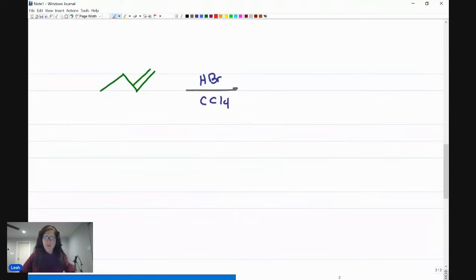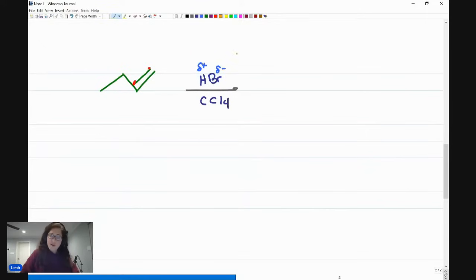And so in any question, I want to ask myself, what is the most negative? What is the most positive? How does the most negative attack the most positive? In this case, I see my pi bond. Those are highly electronegative electrons. I see an HBr, which you should remember has a partially positive hydrogen and a partially negative bromine. If I did the mechanism, I would show the pi bond attacking the proton, bromine breaking away, all of that good stuff. We don't have time for a mechanism.